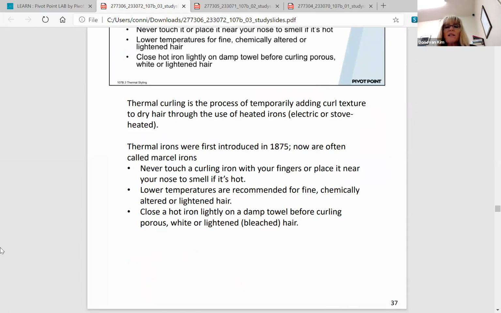If it's too hot, use a damp towel. Put the damp towel around the barrel and hold it. If it's too hot, don't spray it with the spray bottle, because I've seen people do that too. Just put a damp towel around it. It is going to sizzle, but it'll work. It's not going to hurt it.